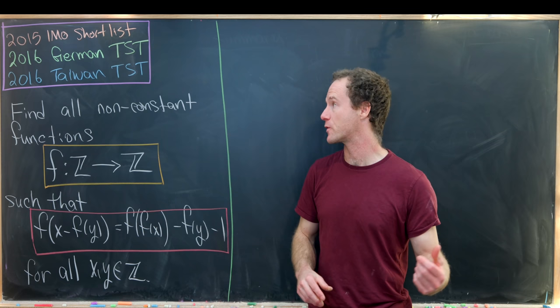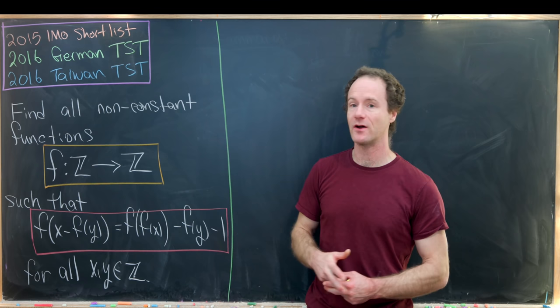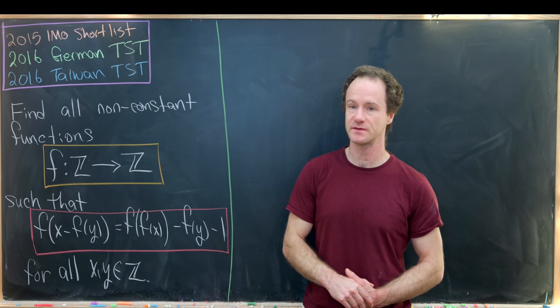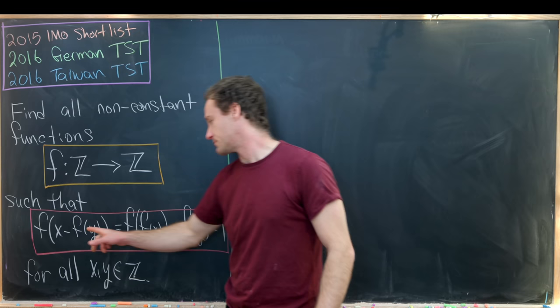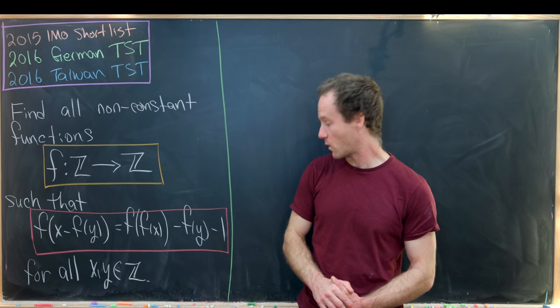Our goal is to find all non-constant functions f from integers to integers satisfying the following functional equation. For all integers x and y, f evaluated at x minus f of y equals f evaluated at f of x minus f of y minus 1.